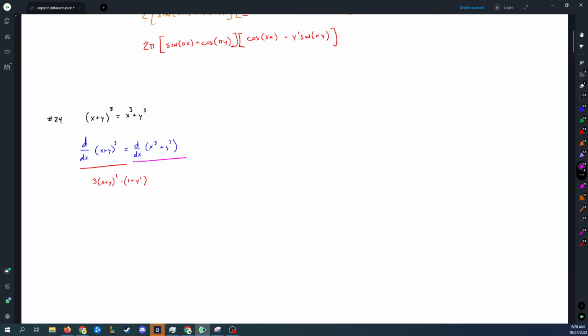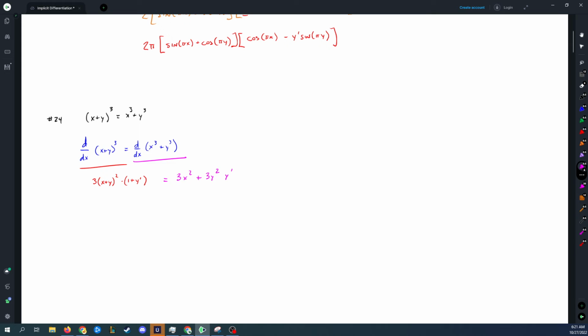But anyway, we take the derivative of this stuff over here, which is a little bit easier, so we say equals. And then the derivative of x cubed is just 3x squared. The derivative of y cubed, again, remember the implicit, is 3y squared times y prime. All right, now our goal is to get the y primes together.